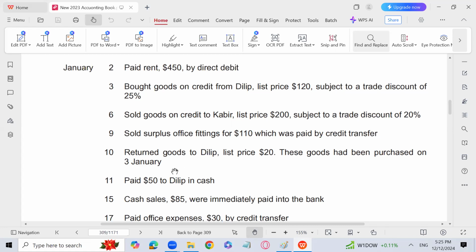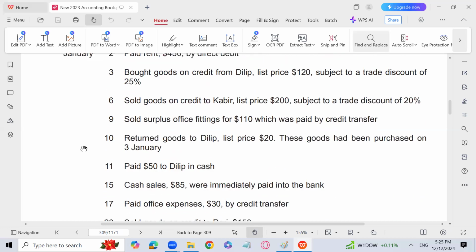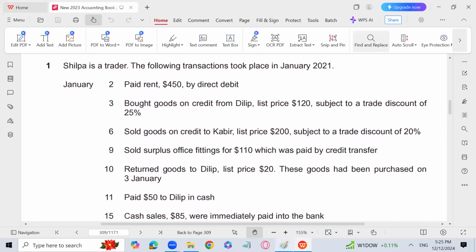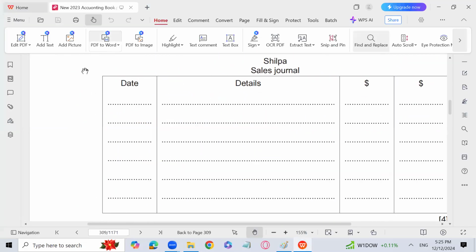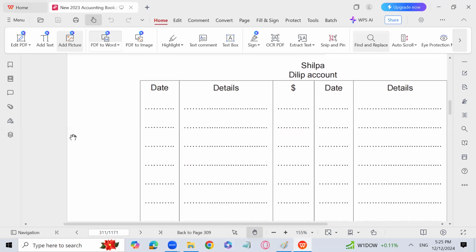Then we have returned the goods to Dilip at the list price of 20. So Dilip debit and purchase return credit on 10, but 20 into 25%, that becomes 5. So the entry will be passed by 15. Then we have paid Dilip in cash. Dilip debit and cash is going to be credit. And then these are the entries which are supposed to be passed regarding Dilip. There are no other entries. So let me prepare the T account of Dilip. I can prepare now easily.